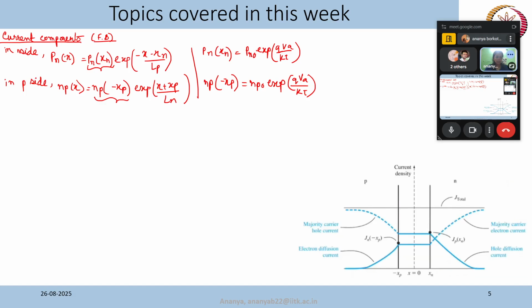What will decay? What carriers will decay? Excess minority carriers will decay. So to calculate the current, you should find the excess minority carriers. That will be delta P, which is Pn(x) minus Pn naught. Similarly, you can find excess minority carriers on the n side. Now what will happen? Our total current density will be Jn diffusion plus Jp diffusion, right?